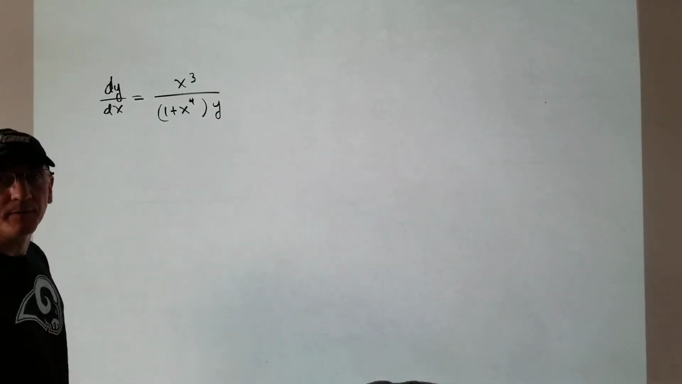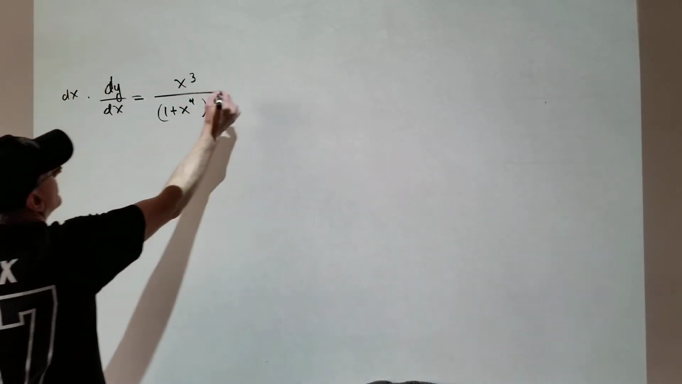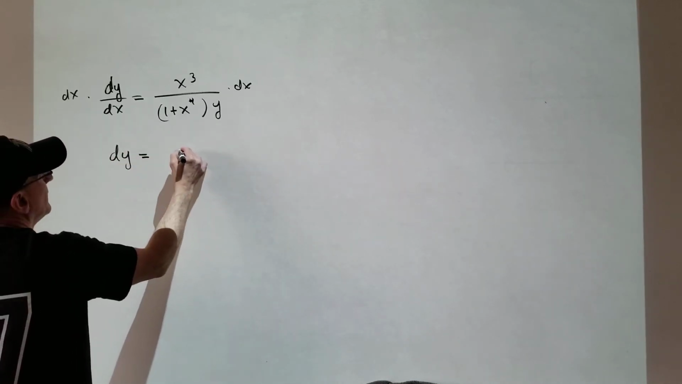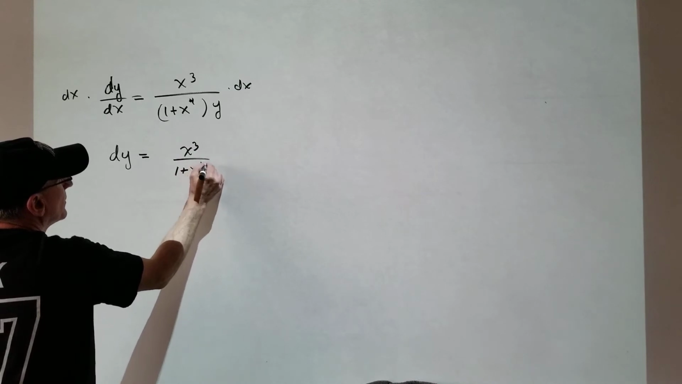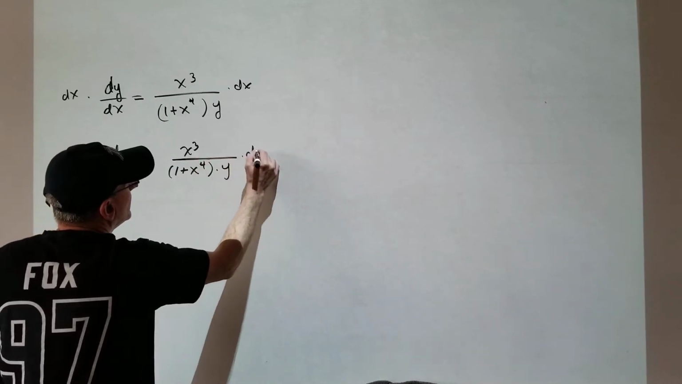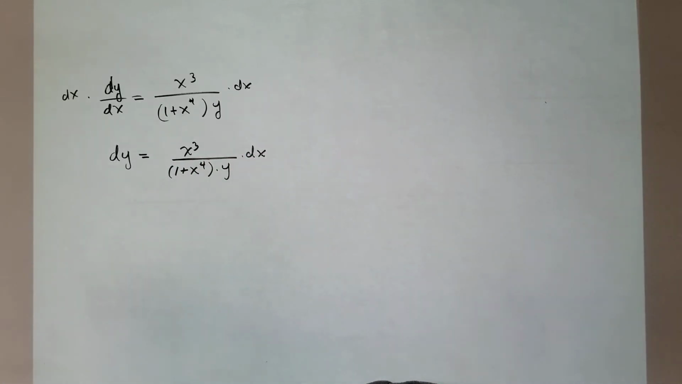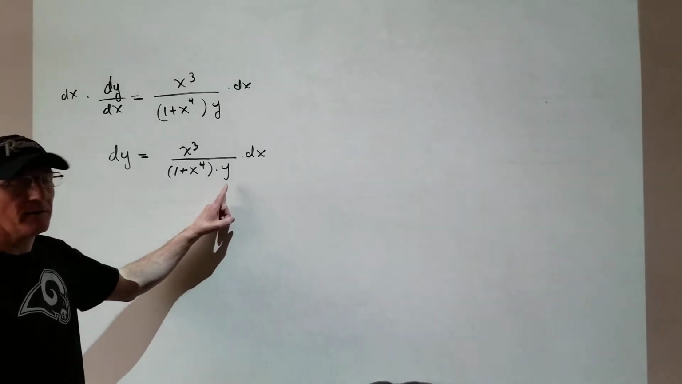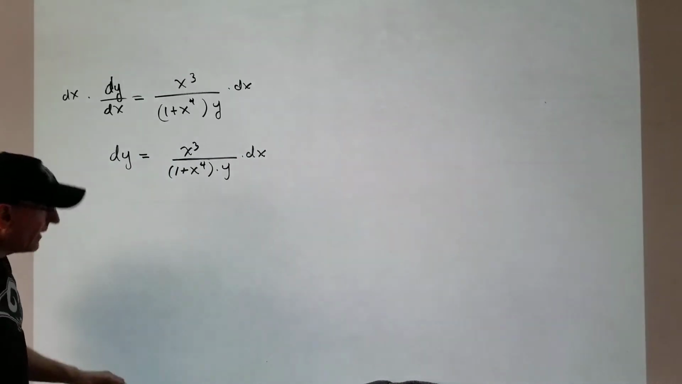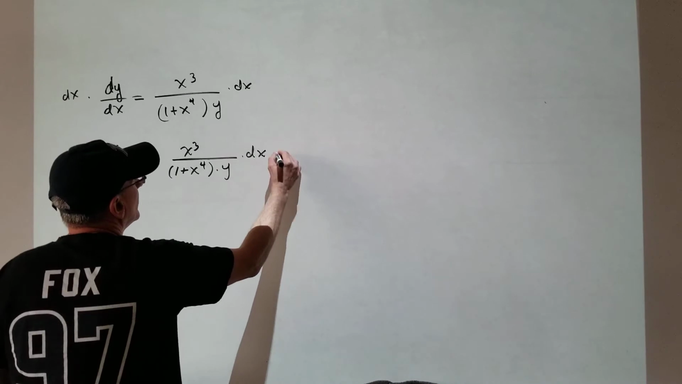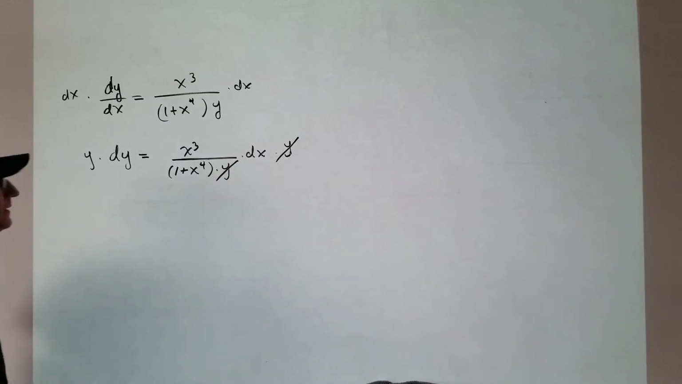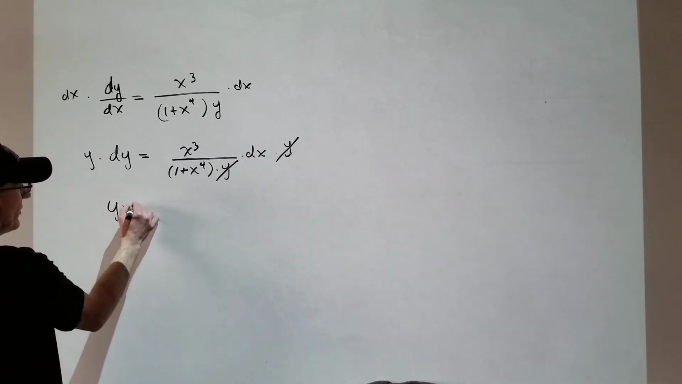If you multiply both sides of this by dx, like this, you will have dy equals x cubed over 1 plus x to the 4th times y times dx. And then the only thing that's out of place at this point is this y. Because remember, you want an x expression times dx, you want a y expression times dy, and that would be achieved just by going to both sides of this and multiplying it by y. These will cancel, and we will be ready for antiderivatives.